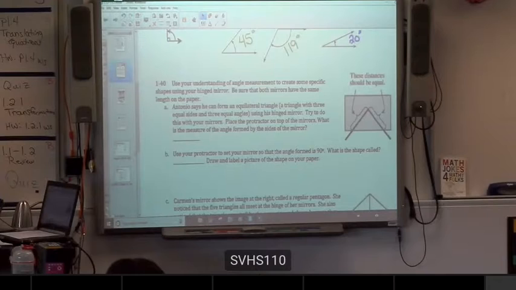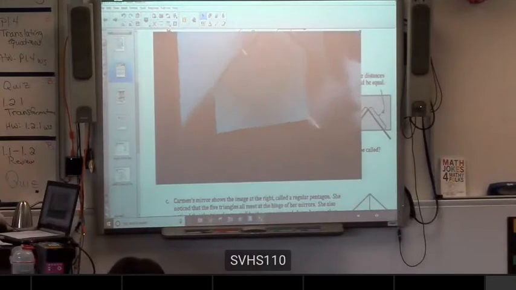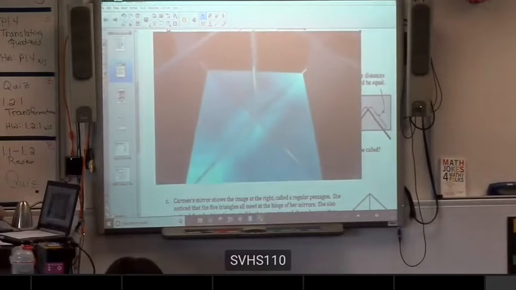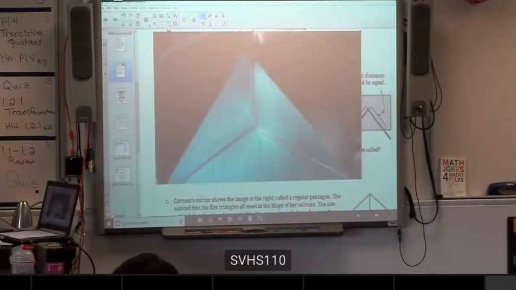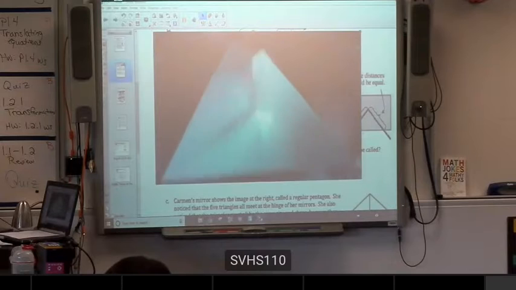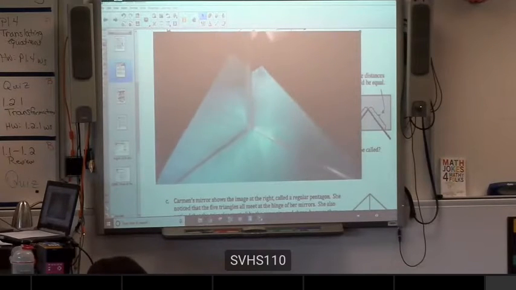First thing I'm going to do is create an equilateral triangle using the hinged mirror. And then think about this in relation to, oops, I want to go bigger because I want it to be fewer sides. And I've just got to try and get this lined up. Yeah, that's not the right shape, is it?